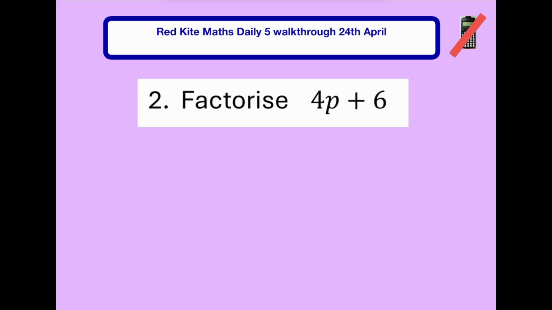Factorise 4p plus 6. Okay, factorise brackets. So we draw our brackets. Then we have to think of a common factor for 4 and 6. That would be 2. So we put our 2 outside the brackets. And we think 2 times what is 4? 2 times 2 is 4. Then we pop our p in. So then we'll get 2 times 2p is 4p.